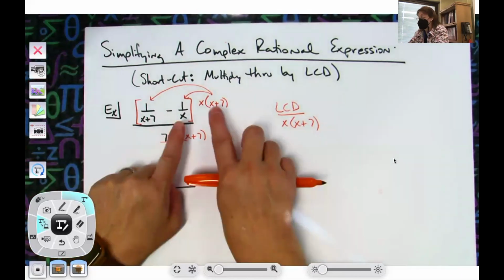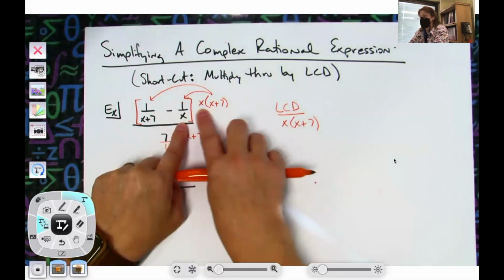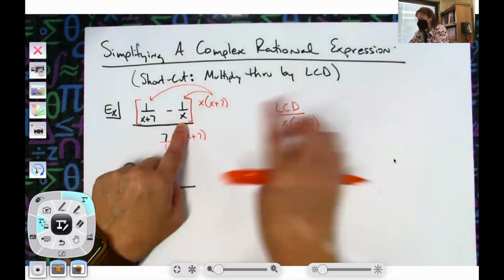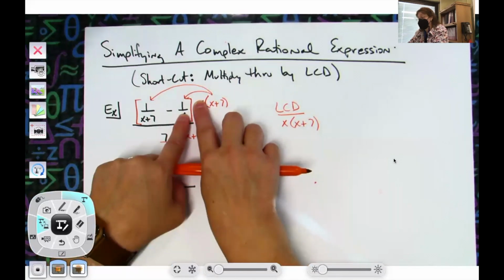Now, let's distribute here. 1 over x times x plus 7. All right, this is in the top. This is in the bottom. What crosses out? The x's cross out. And I'm left with a binomial times 1.